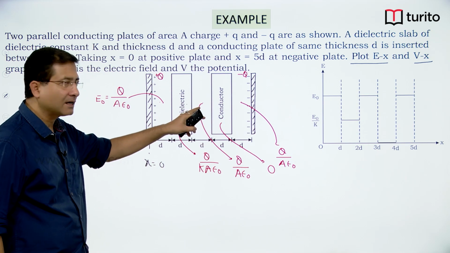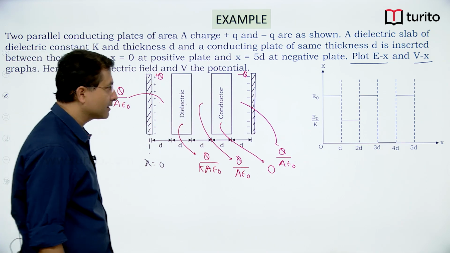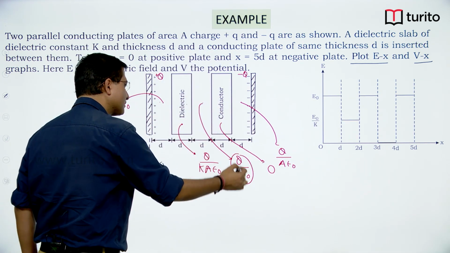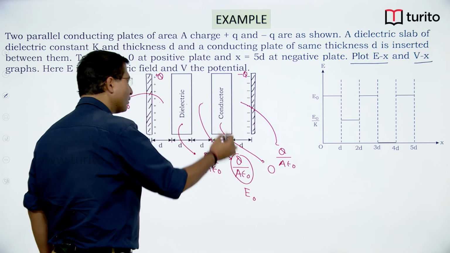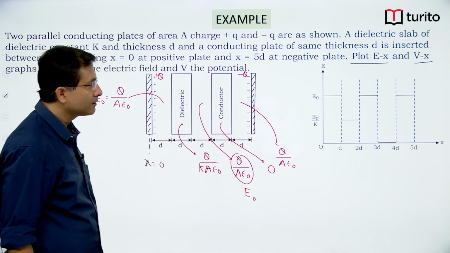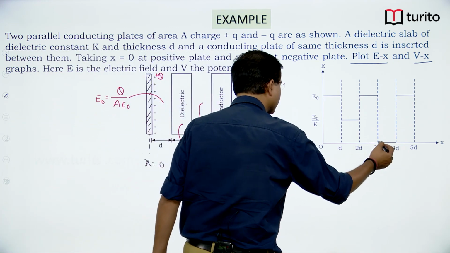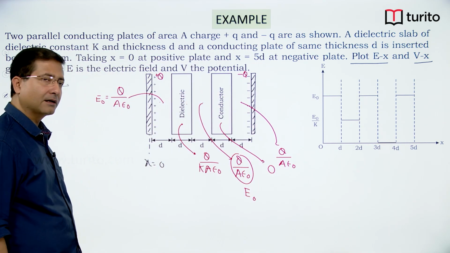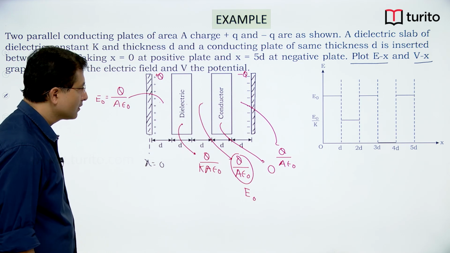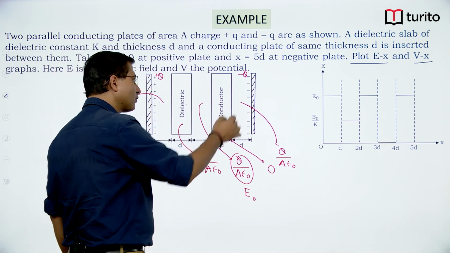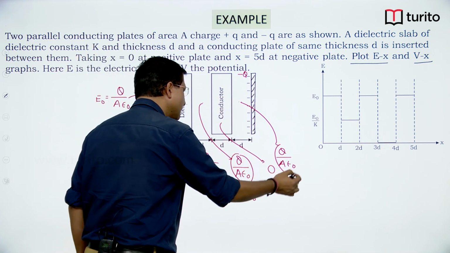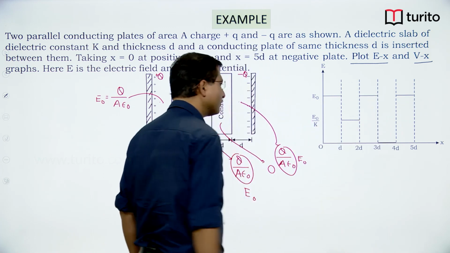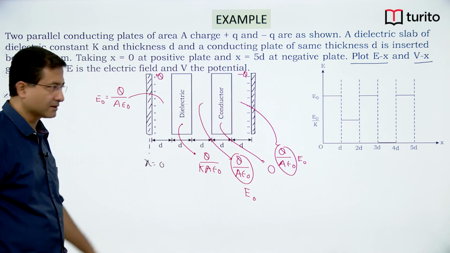Now, when I come out of the dielectric, then again the field becomes E naught, this value is E naught. When I go inside the conductor, then the field here becomes 0, inside the conductor there is no electric field under electrostatic condition, so field will be 0. Now, when I come out of the conductor, then again I have this field, that is E naught. So, field here also E naught. This is the way field is there in space, right.